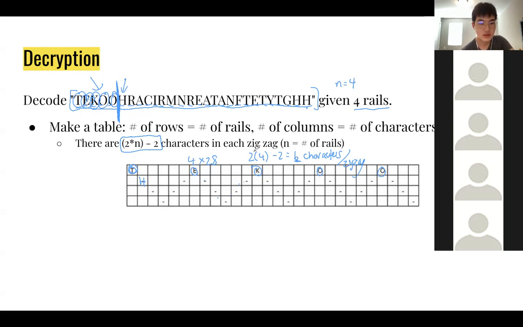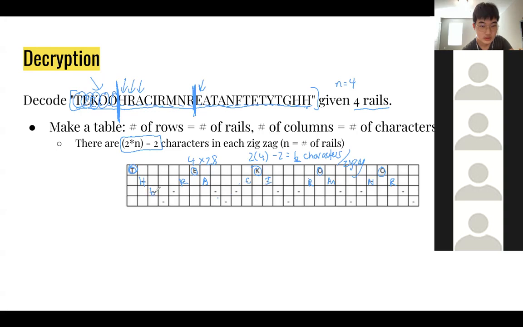So basically, you just look for where the dashes are, and then you keep reading left to right again. So there's a dash here. So R, A, C, I, R, M, N, R. And then, so we stopped here, right? Because we just ran out of space in the table. And then we just start new again.